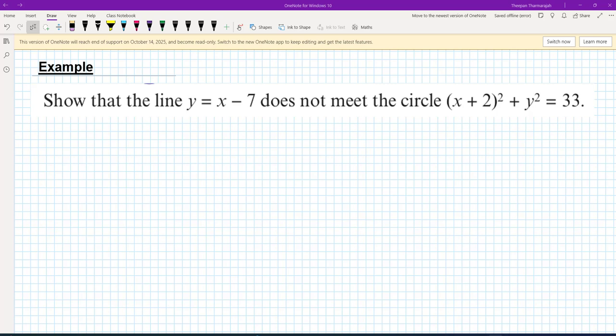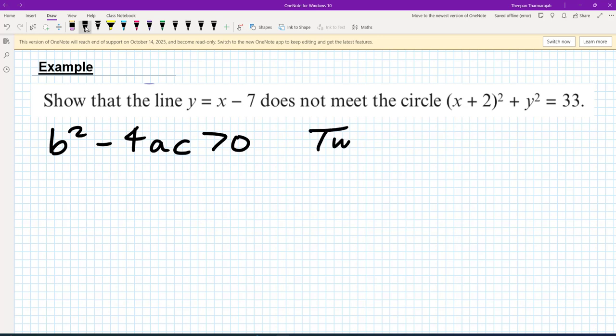So here's the next type. The next type we need to look at is when a line meets a circle. So if the line intersects the circle at 2 points, we're going to say the discriminant b squared minus 4ac is greater than 0. That's two distinct real solutions or points of intersection.